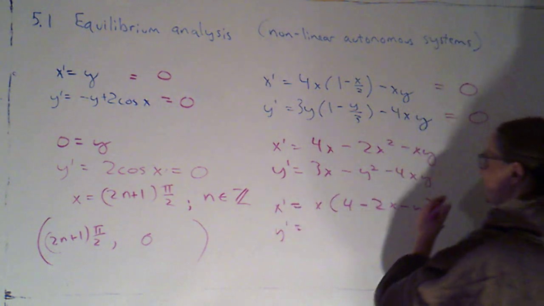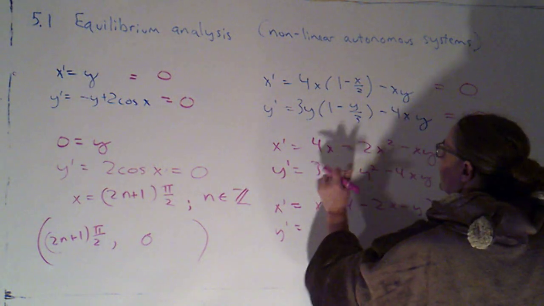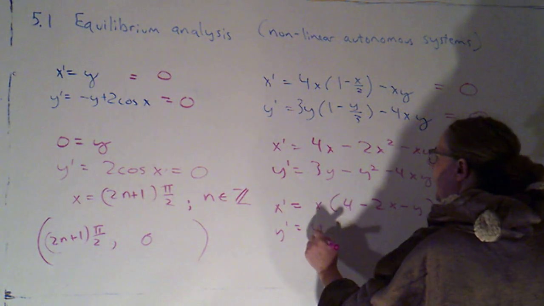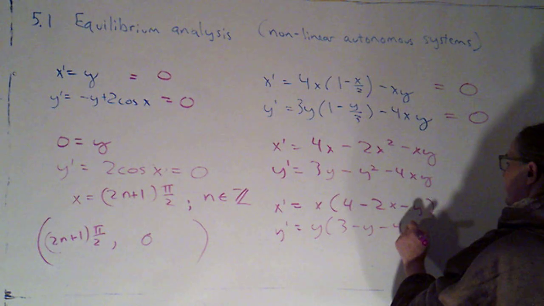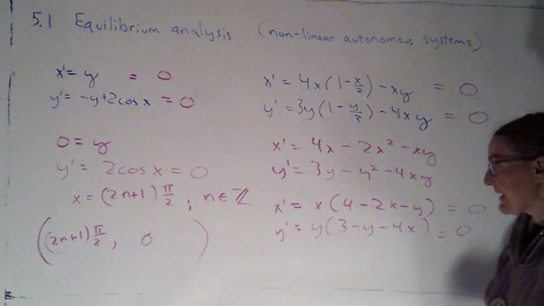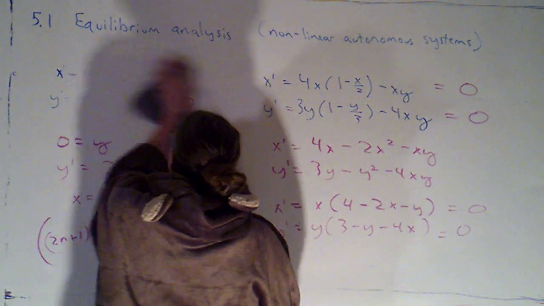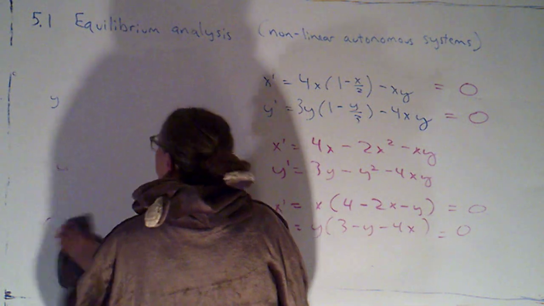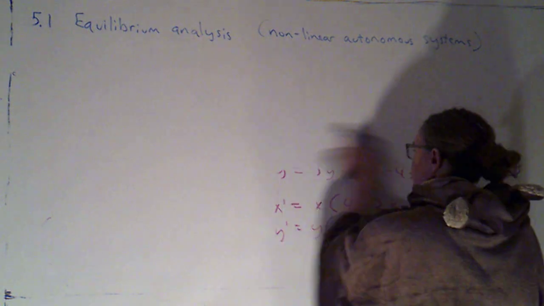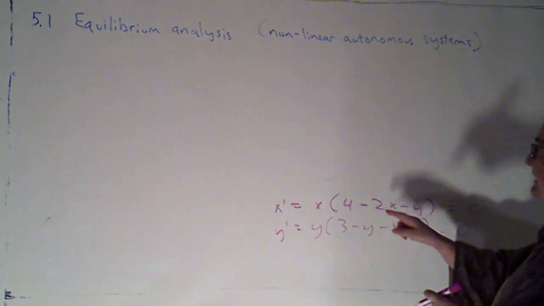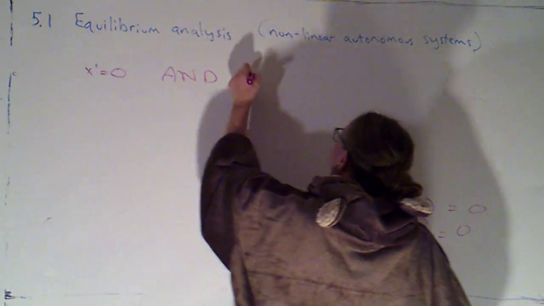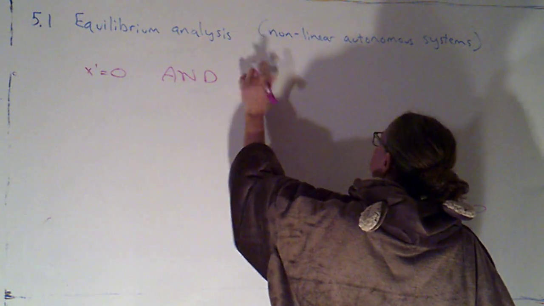And from the y prime equation, sorry, that was a 3y for that first term. So from the y prime equation, I can factor out a y, and I get y times (3 minus y minus 4x). Now, both of these things have to be 0 if we're at an equilibrium point. So I'm going to be very careful with my ands and my ors. I need x prime to equal 0 and y prime to equal 0.